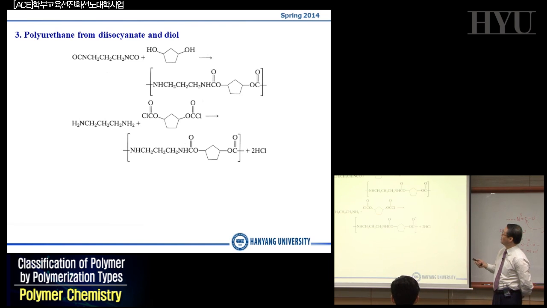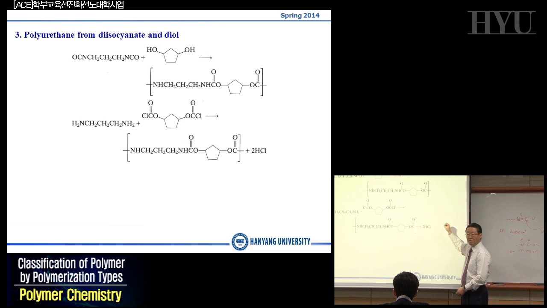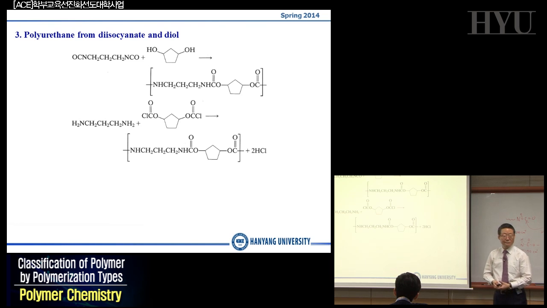Again, the first one is the addition polymerization reaction, and the second one is the condensation polymerization reaction. And again, in order for the polymer to be formed, you have to remove this HCl byproduct to proceed your reaction from left to right. Okay?